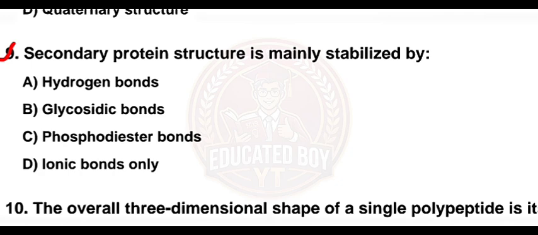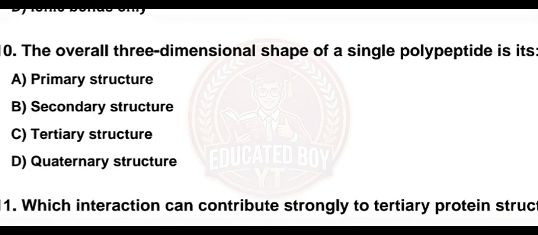Question number 9. Secondary protein structure is mainly stabilized by option A, hydrogen bonds. Option B, glycosidic bonds. Option C, phosphodiester bonds. And option D, ionic bonds only. Right answer is option A, hydrogen bonds.